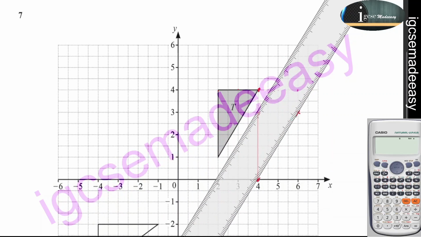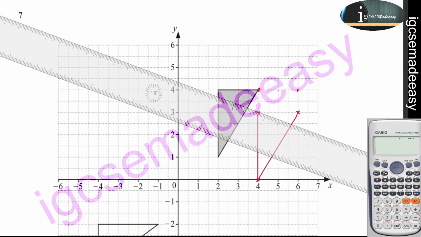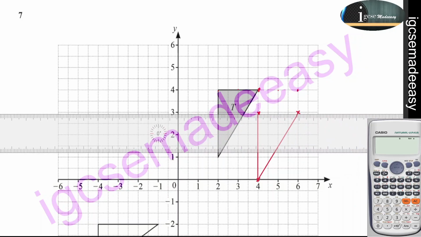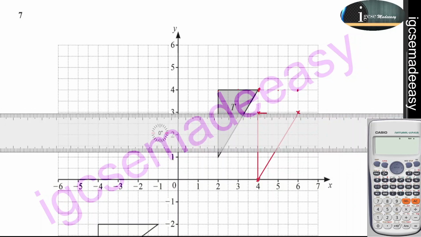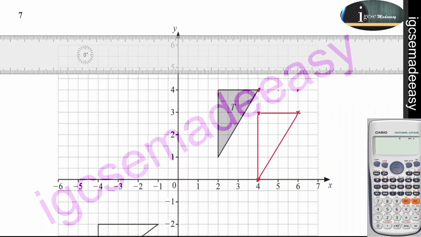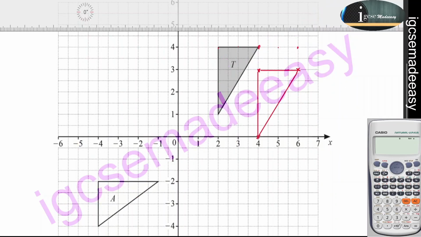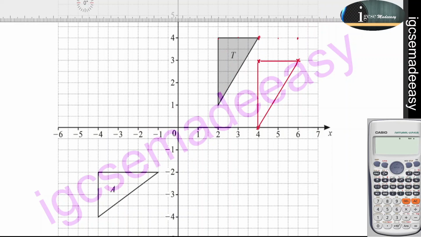You can see this will be your answer for translation of vector. Can make it much more perfect. So this will be your answer for part A.